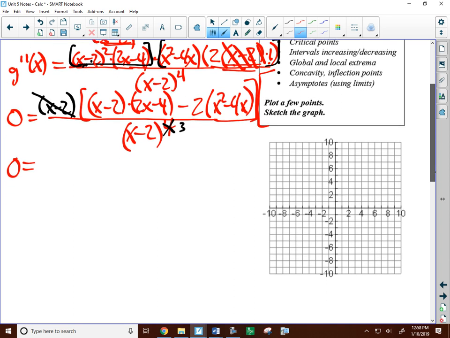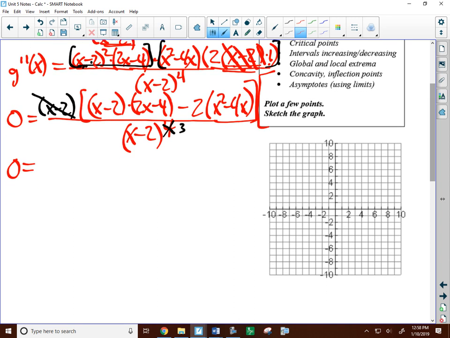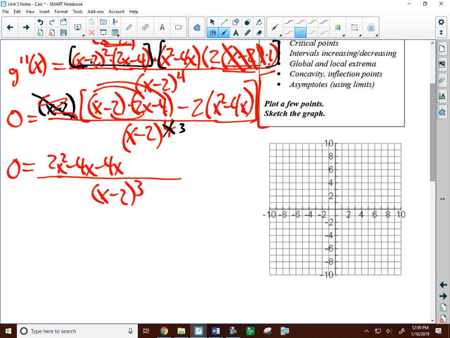Okay, so I canceled that out. Now I'm going to simplify the numerator. The denominator is good. X minus 2 cubed. But I'm going to FOIL the numerator and distribute the second part. So right here I'm just distributing. X times 2x is 2x squared. X times negative 4 is negative 4x. There's another negative 4x. There's a positive 8. And then over here, it'll be negative 2x squared, and then 8x.